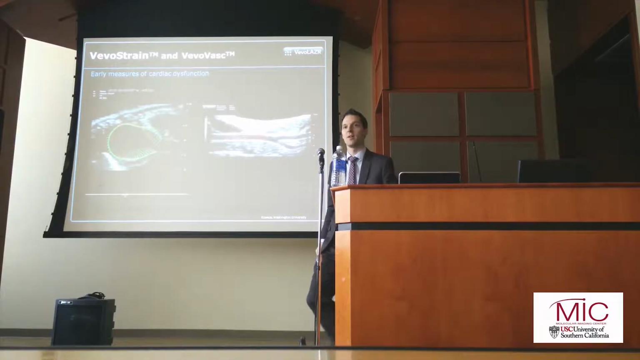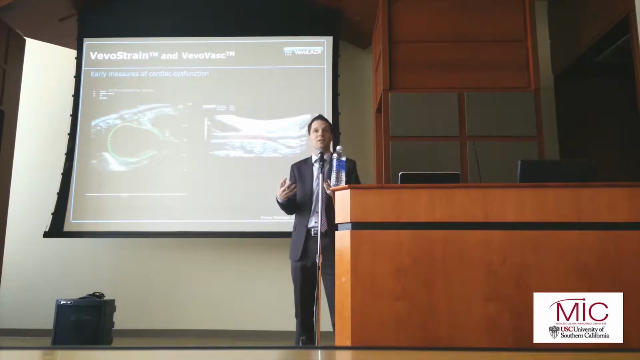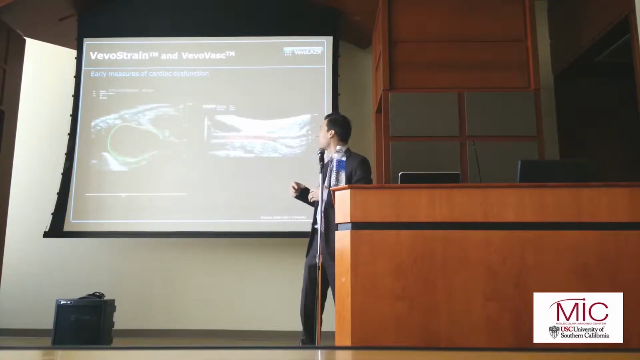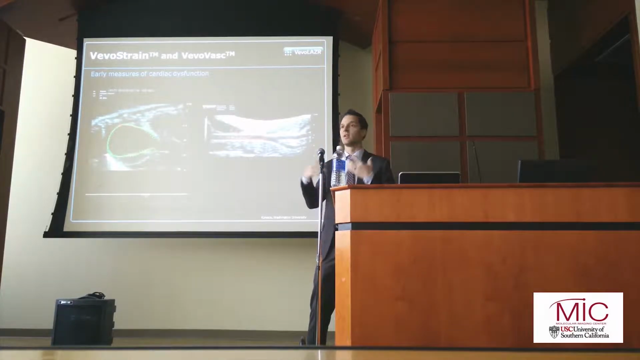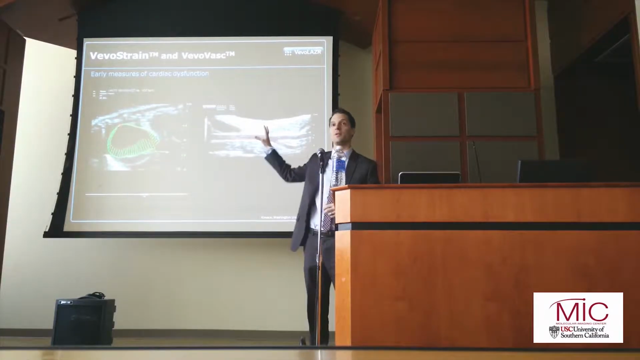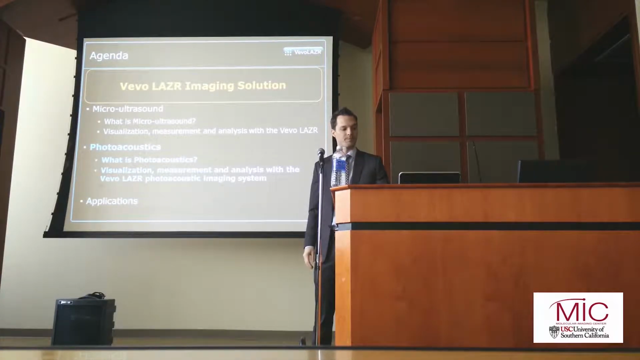So I can elaborate on that further afterwards if you've got questions. And then VivoVasc, doing the same thing in vasculature. So being able to look at carotid arteries, which may be atherosclerotic, getting plaques on them, and being able to measure vessel stiffness. Different pathologies can affect vessel stiffness, elasticity, and these kinds of things. So these VivoStrain and VivoVasc packages allow you to do those kinds of measurements.